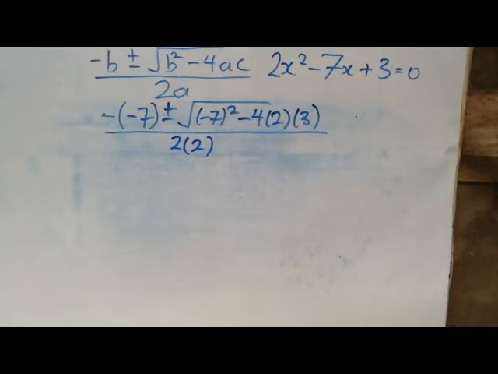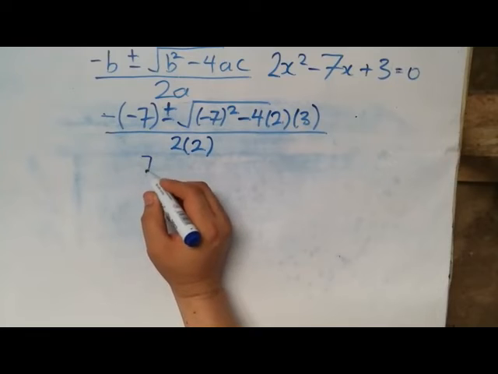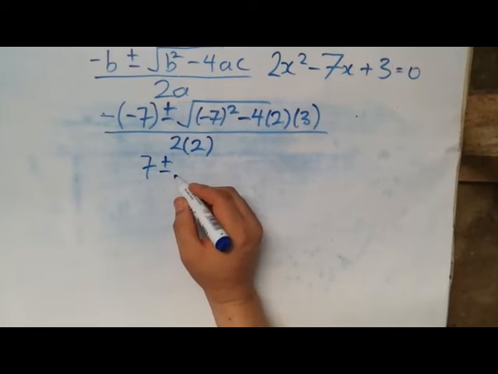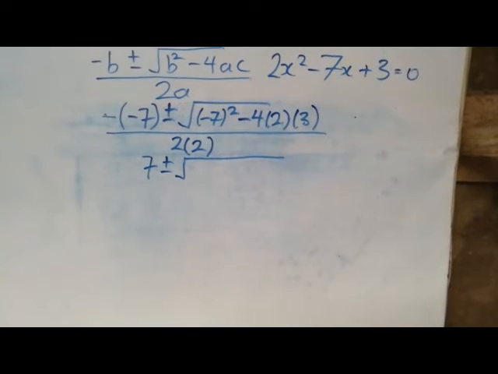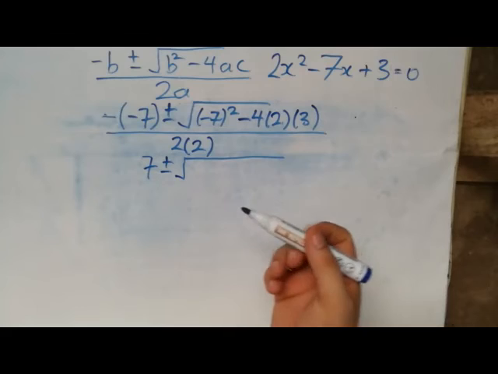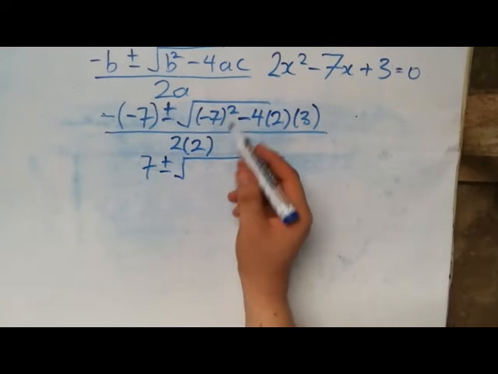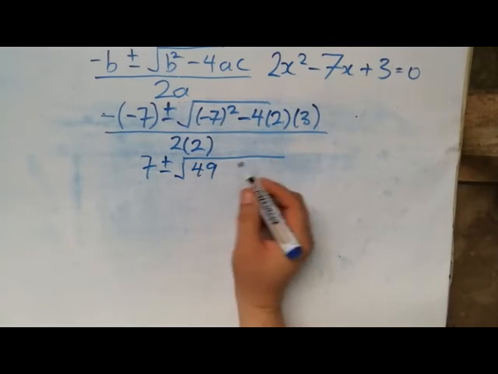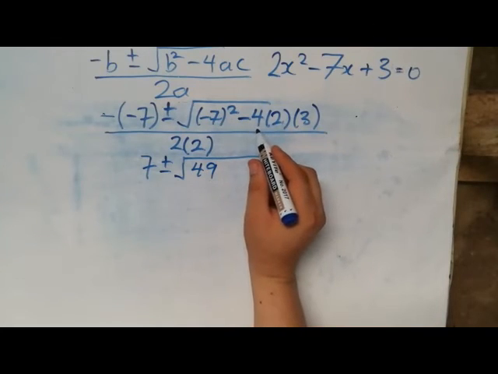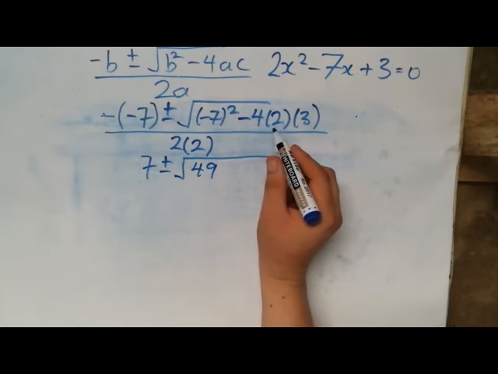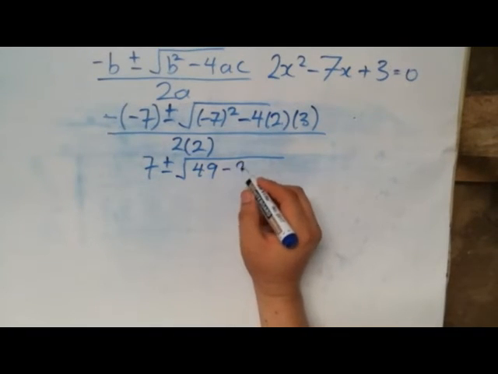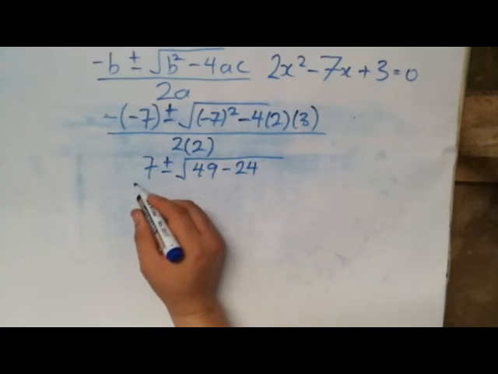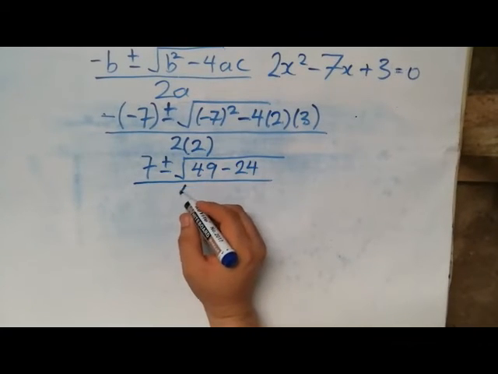Now, we progress. Minus minus is plus, which will now give us 7. 7 plus minus, we open our square root. Minus 7 times minus 7 becomes plus. Minus times minus becomes plus. 7 times 7 will give us 49. Minus 4 times 2 will give us minus 8. Minus 8 times 3 will give us minus 24. All over 2 times 2 is 4.